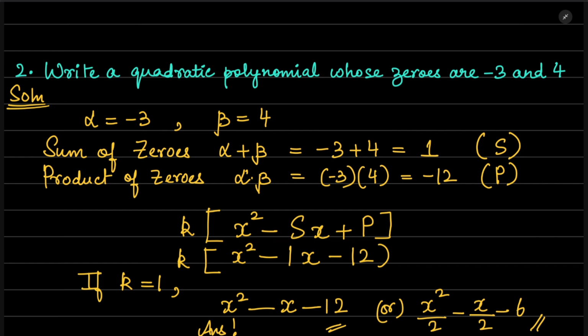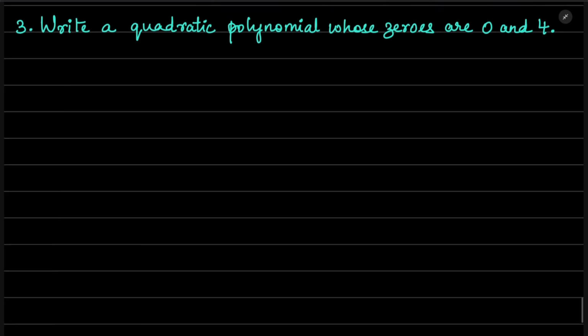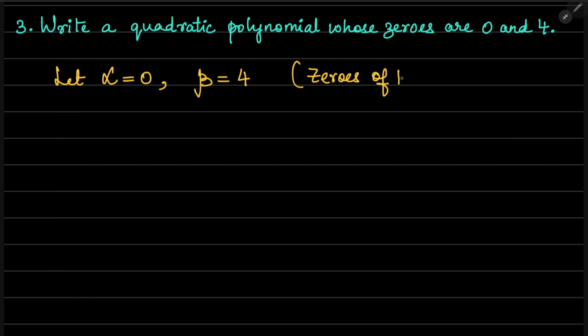Let's do the next question the same way. Again, please pause the video and try it yourself. I will give you 10 seconds of time. So pause the video and then play it again and let's see if your answer is matching mine. Meanwhile, let me go ahead and do it the same way. So I will let the zeros be alpha equal to 0 and the beta value be 4. These are the given zeros of the polynomial.